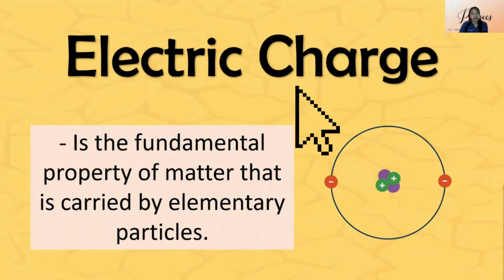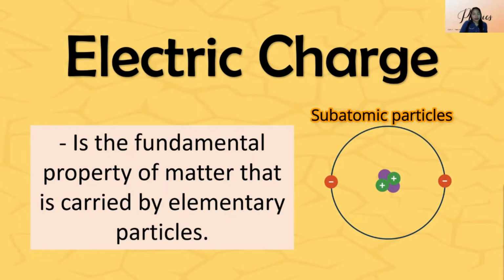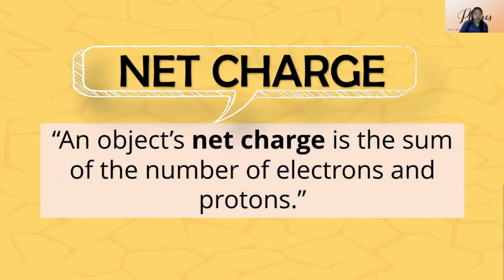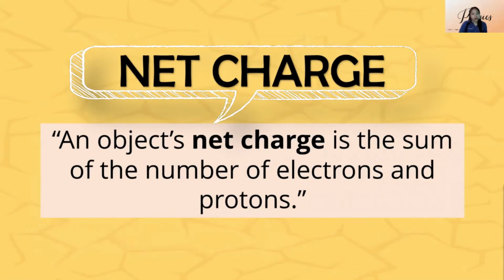When we say elementary particles, that refers to the subatomic particles of an atom: the neutron, electron, and protons. The electric charge of an object is related to the net charge of an object. Take note that an object can have many atoms inside it. Therefore, it has many electrons and protons inside it. Now, the net charge of an object is the total number of electrons and protons inside the object.